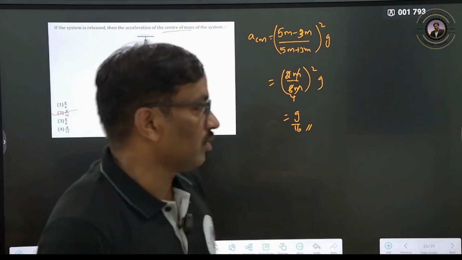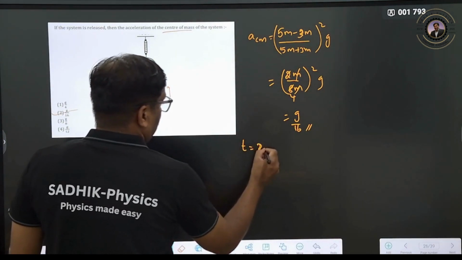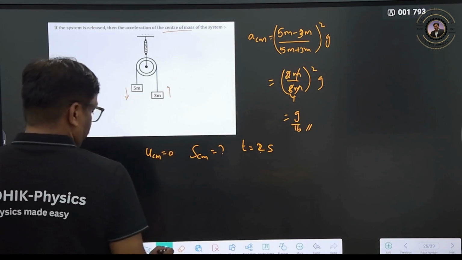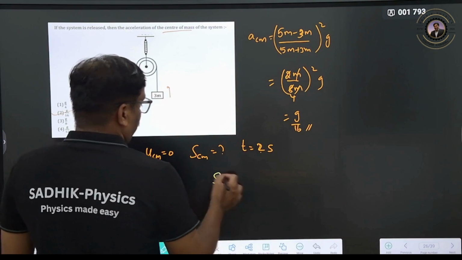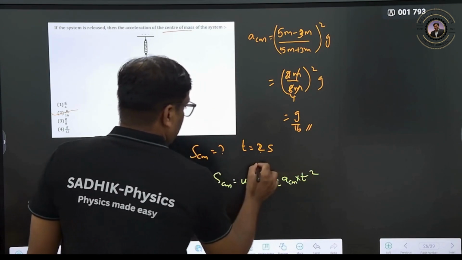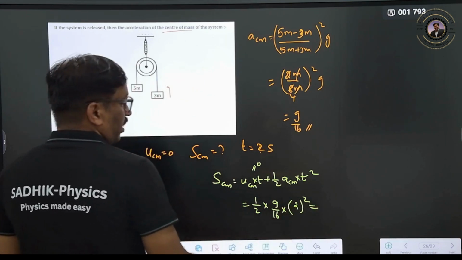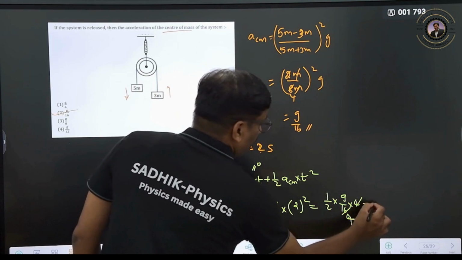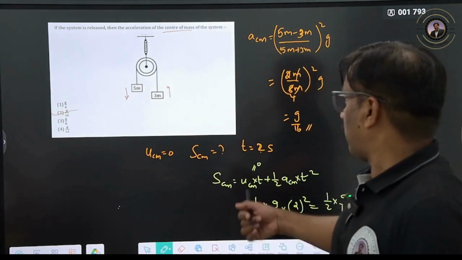That's all. Suppose they may ask what will be the distance travelled after time t equals 2 seconds. Therefore the distance travelled by the center of mass, right? If the initial velocity of the center of mass was 0, then the distance travelled equals u of center of mass into t plus 1 by 2 acceleration of center of mass into t square. This equals 0 plus 1 by 2 into g by 16 into 2 square, so 1 by 2 into g by 16 into 4, therefore g by 8 meters is the distance it is going to travel. So like this also you can solve the problems. Clear?